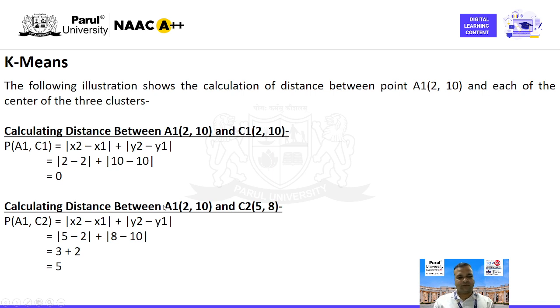Now calculating the distance between A1 and C2, that is, A1 to center number 2. This is the distance formula for A1 comma C2: mode of x2 minus x1 plus mode of y2 minus y1. This is x1, y1 and this is x2, y2. Put all these values: 5 minus 2 plus 8 minus 10. You will get the result 5.